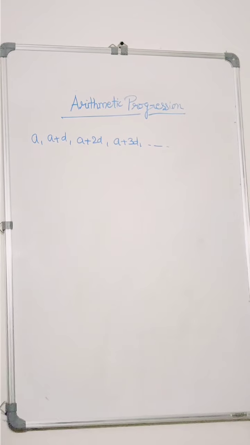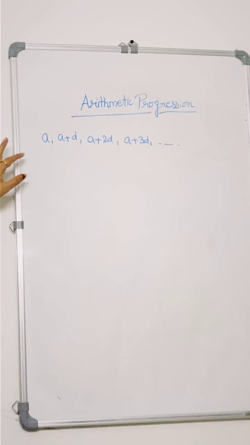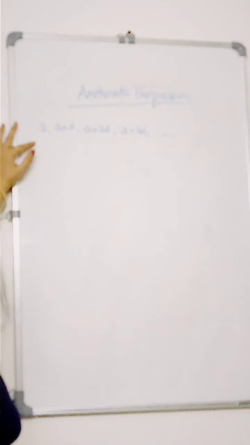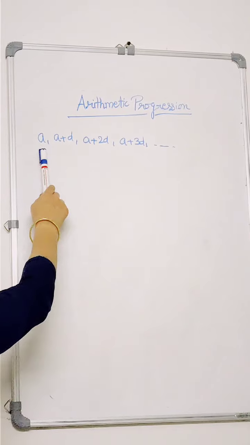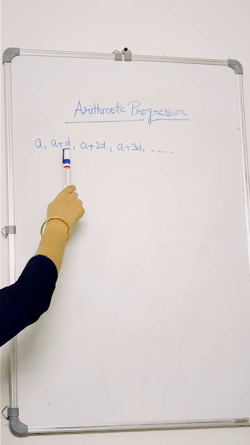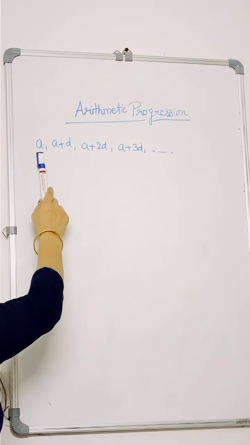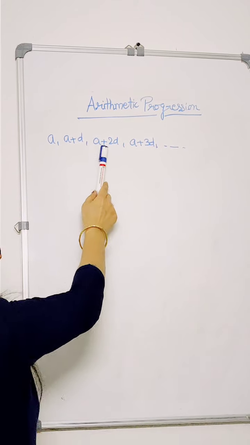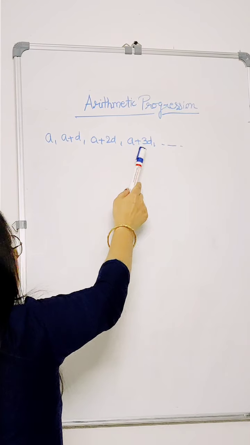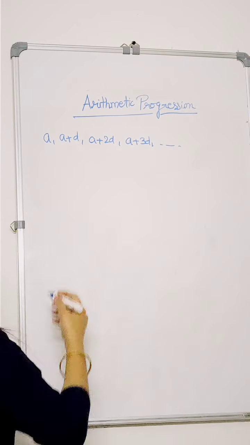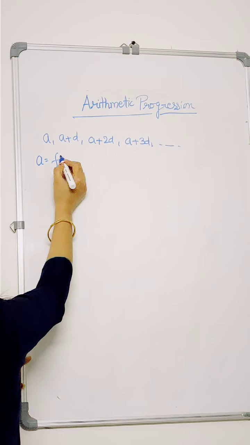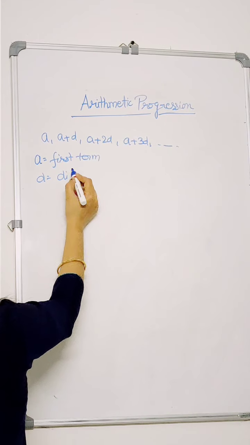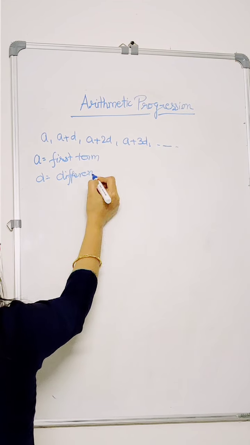Now arithmetic progression. A series obtained by adding a fixed number to its preceding term is called an arithmetic progression. As we see, if a is the first term and we add d to each term, if we add d to a, the next term is a plus d. Now if we add d here, it becomes a plus 2d. Now a plus 3d. So this is called an arithmetic progression, where a is called the first term, and d is the difference between two consecutive terms.